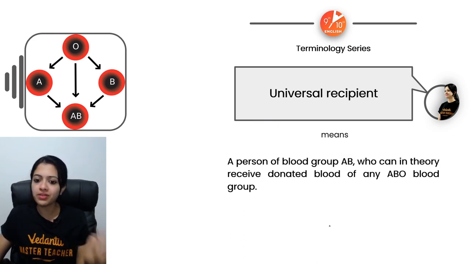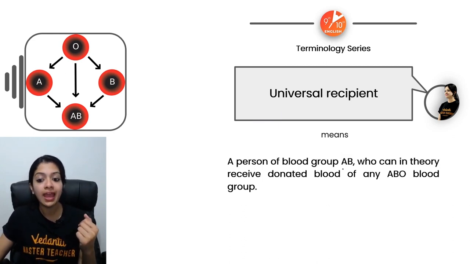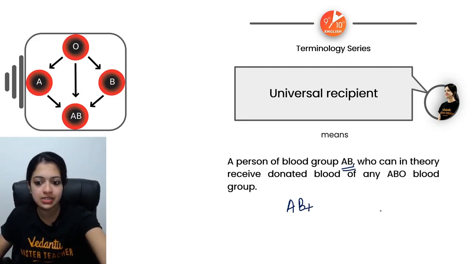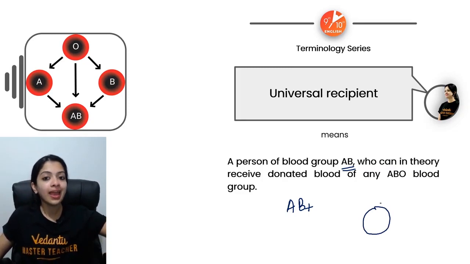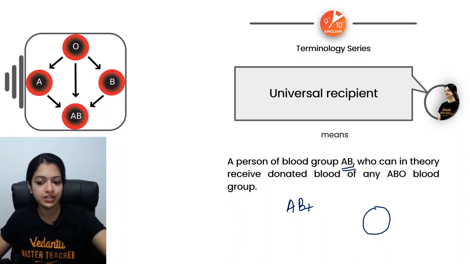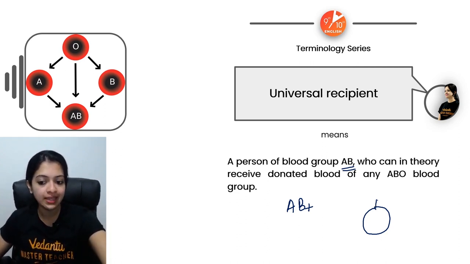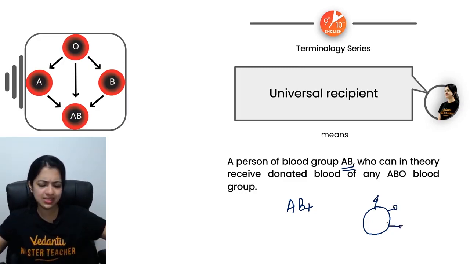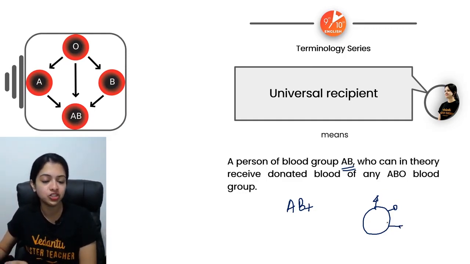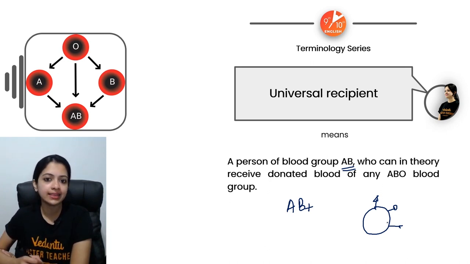Okay, now universal recipient, with the same principle, it would be the AB positive blood group that is called a universal recipient, because basically they've got all three types of antigens but no antibodies. On the surface of their red blood cells, they've got the A antigen, the B antigen, and the Rh antigen. However you want to represent it, that's fine, but they would have all three antigens: A antigen, B antigen, and the Rh antigen.